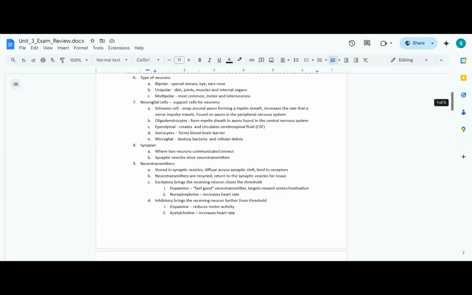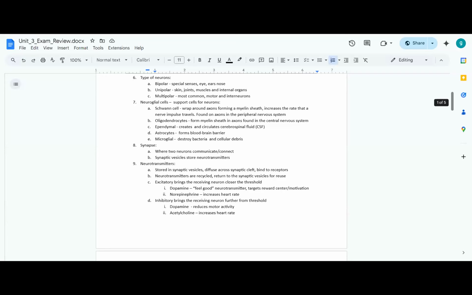The multipolar, these are the motor and interneurons. These are the most common, most prevalent. The interneurons, I always think of these as your thinking neurons. Their connections allow thought processes. They're found in the brain, and in the spinal cord too, but often they are connectors between the sensory and the motor neuron. Right? Also in your Blackboard learning module were the types of neural glial cells.